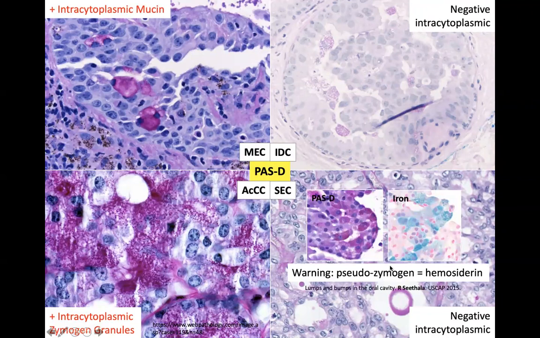Okay. Warning that pseudozymogen granules, which are actually hemosiderin, sometimes happen and have been reported in secretory carcinomas. So if you're ever thinking, this doesn't make sense, why is this staining? I think this is a secretory carcinoma, maybe throw an iron stain on there. And if those areas are staining with iron, you know they're hemosiderin and not actual zymogen granules. I thought that was interesting. I've never seen it, but it has been reported.